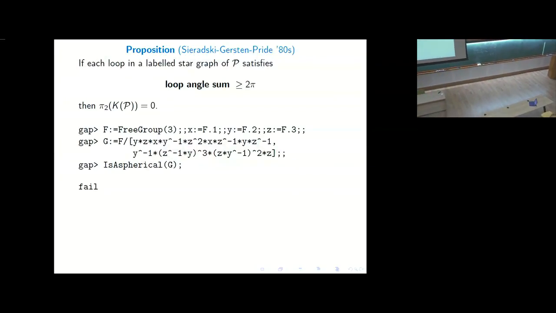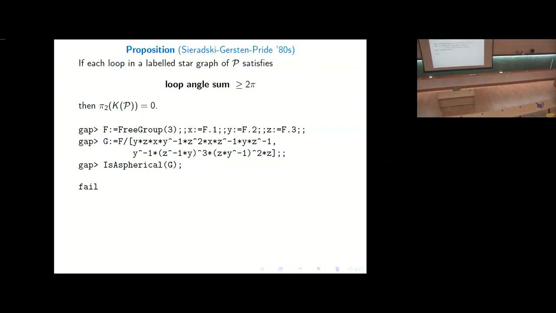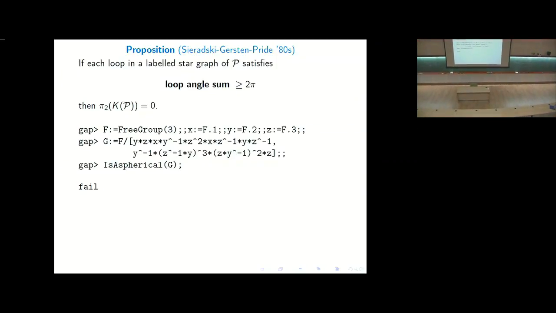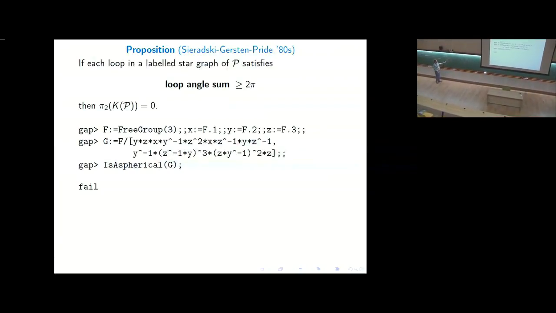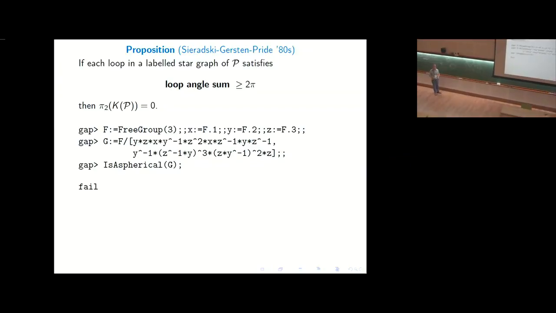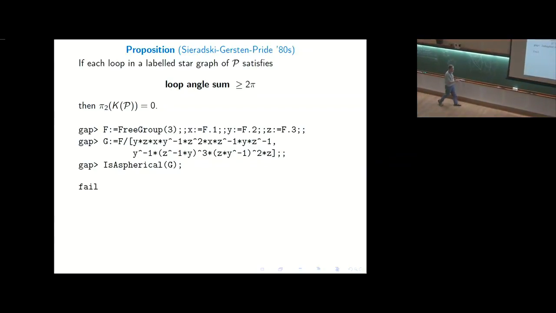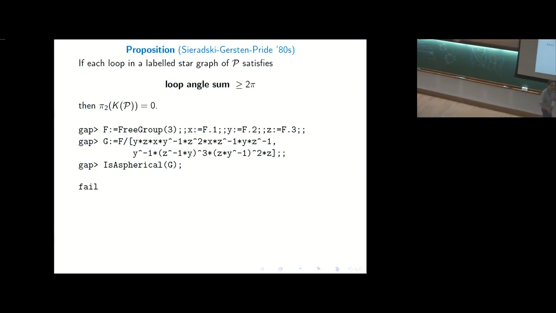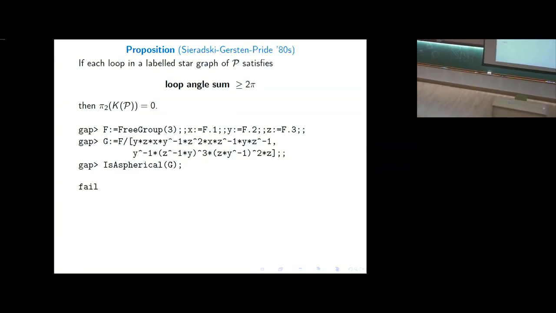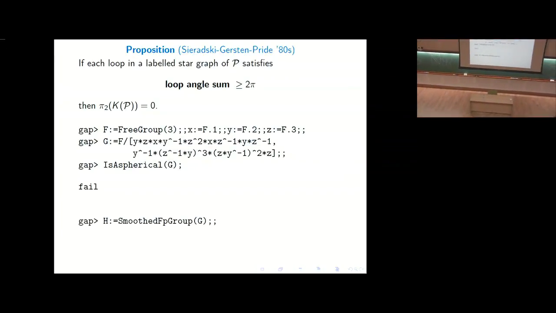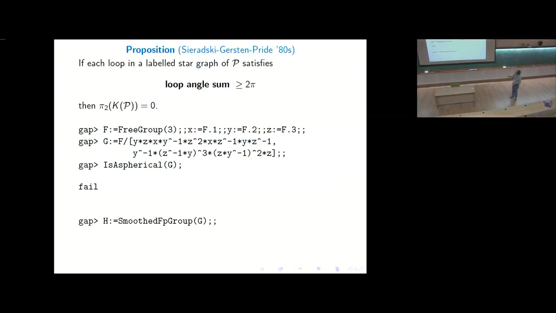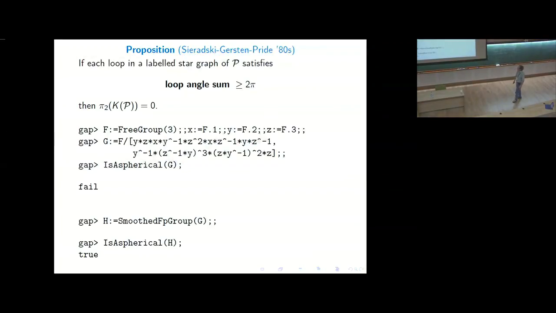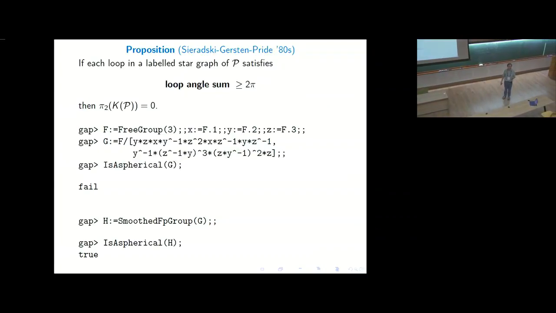But there are many presentations of groups. So you maybe could devise a heuristic procedure for splitting up your relators into more relators, putting in a few more generators, and then fingers crossed. It's still not an algorithm, but if it works, it works. So there is a function in GAP which just adds in heuristically more edges. And let's apply the same Pride, Gersten, Sieradski algorithm. Wow, it's spherical. So now we can calculate the homology because we have our classifying space.